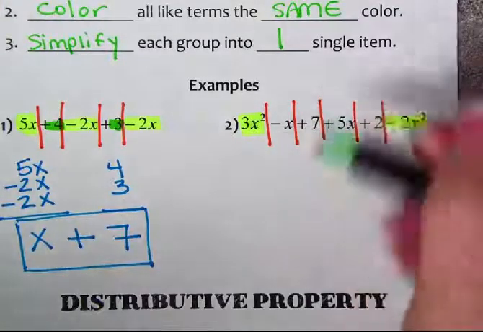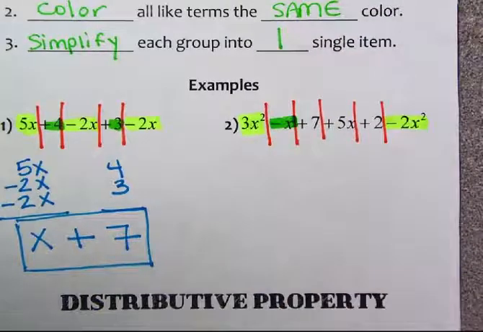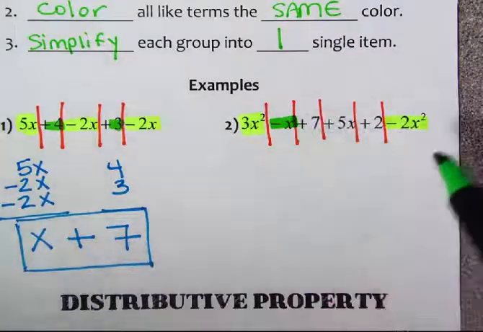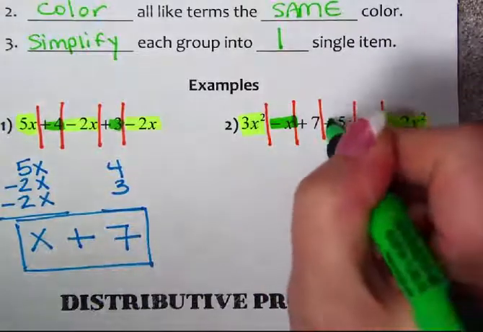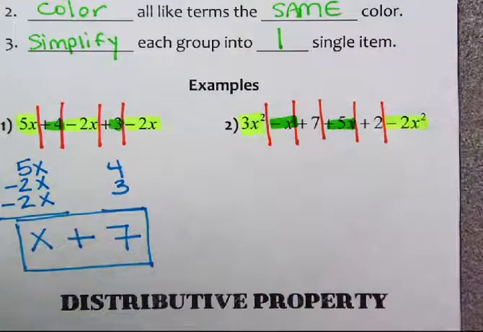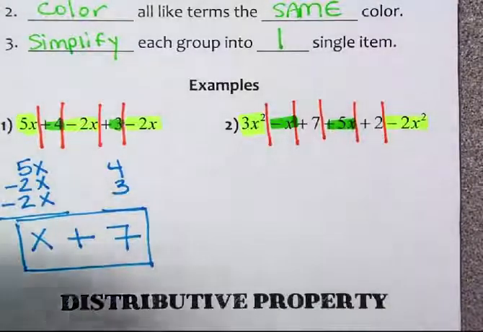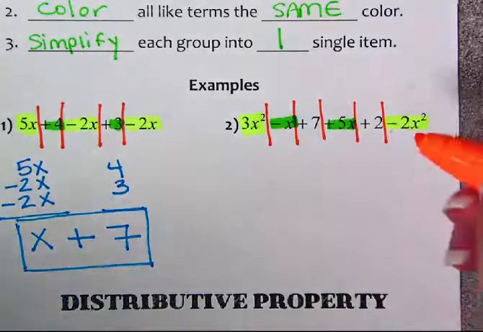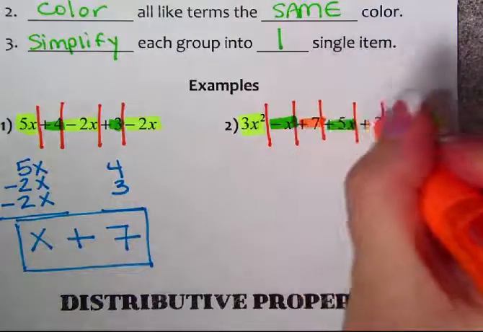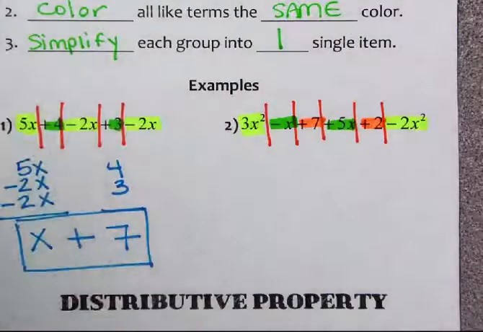All right, now go to the next term. It was a minus x, so I want everything else that has an x in it, a plain x. 7's not going to work, but the 5x will work. 2, no, and negative 2x squared, it's already taken. Once you've highlighted it or you've colored it, you can't use it again. So then for my last one, now all I have are constants, and as I said before, constants always go together. So now I've actually got 3 different groups here.